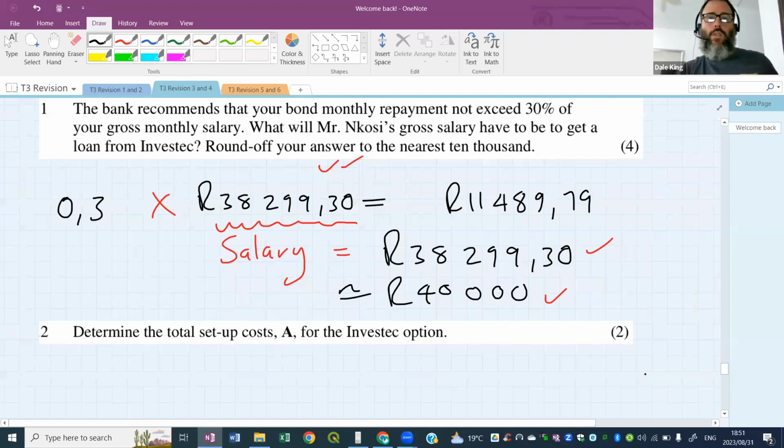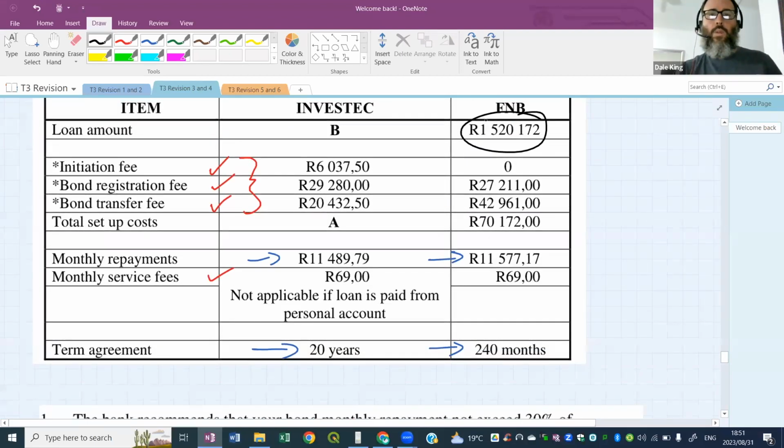Determine the total setup cost of A. Come on, guys, that's not too bad. What is A? How do we work that out? Determine the A. How do we work that out?